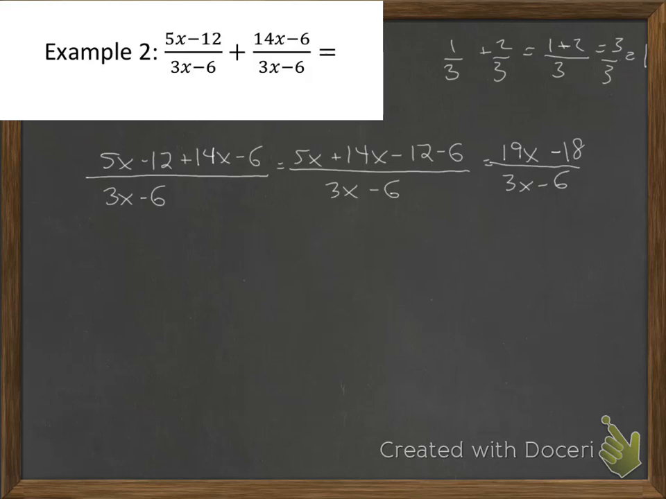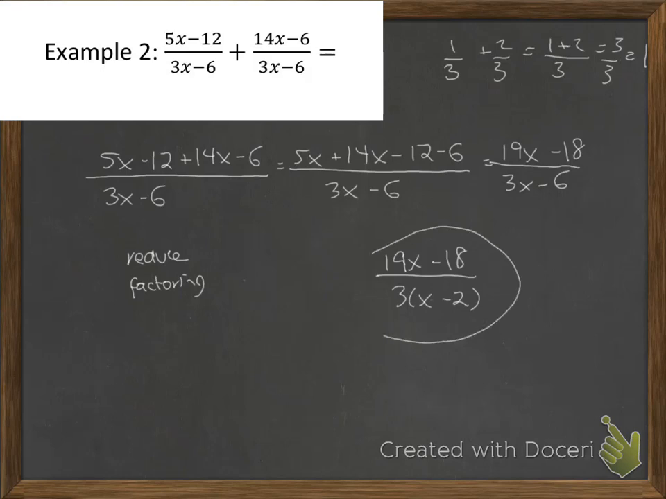Remember, you always want to try to reduce, and you reduce by first factoring both numerator and denominator. So is there anything that we can factor here? Well, it looks like we can factor the denominator. We could factor out a 3. So I could rewrite the denominator as 3 times the quantity x minus 2. But upstairs I still have 19x minus 18, and it doesn't look like I can do much with the numerator. So really, this is my final answer. There's really not anything else that I can do.